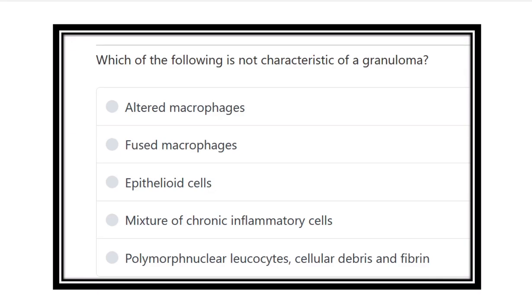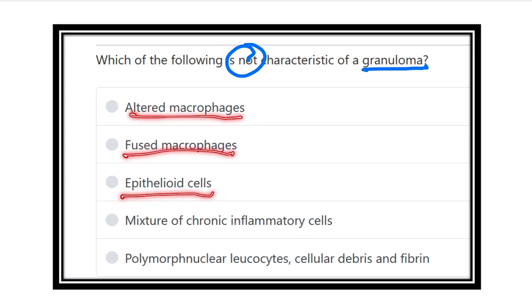Which of the following is not a characteristic of the granuloma? Here are the options: altered macrophage, fused macrophage, epithelioid cells, mixture of chronic inflammatory cells, polymorphonuclear leukocyte, and cellular debris, and also the fibrin. So, which is not a feature of the granuloma?